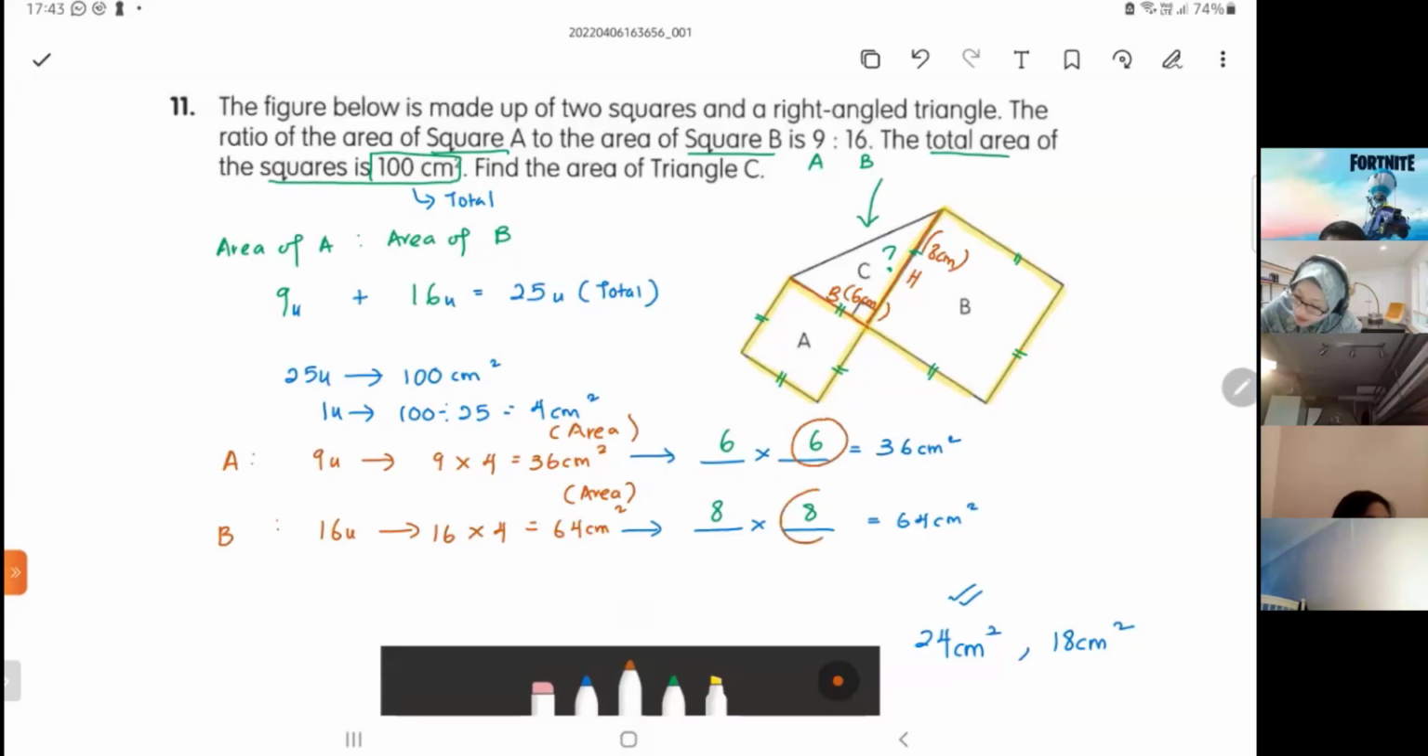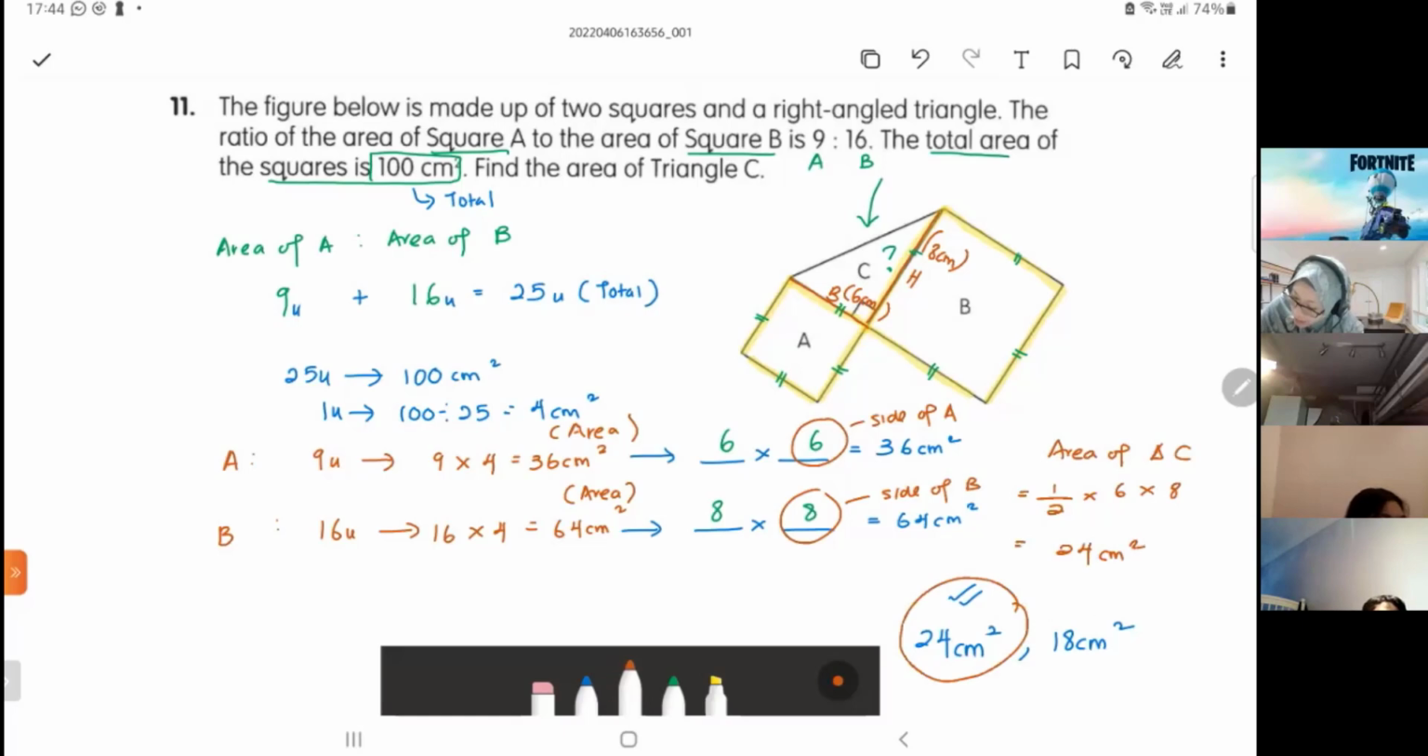This one is side of A. Okay, now area of triangle C equals half times the base, which is 6, and the height is 8, equals 24 cm squared. This is correct. This is not right. This is my answer. Okay?